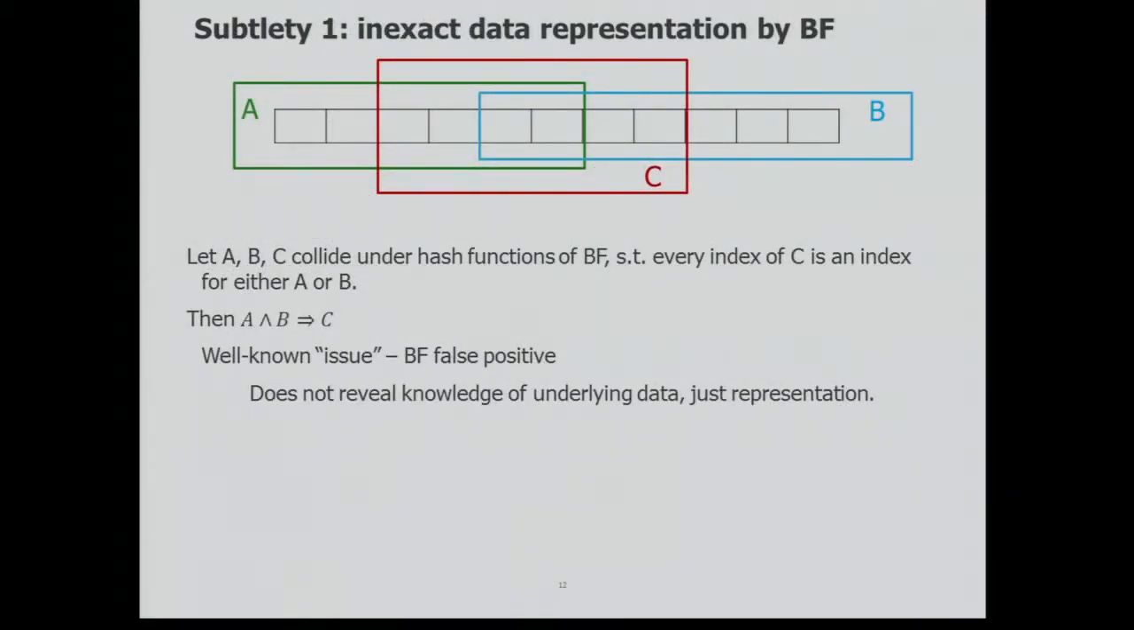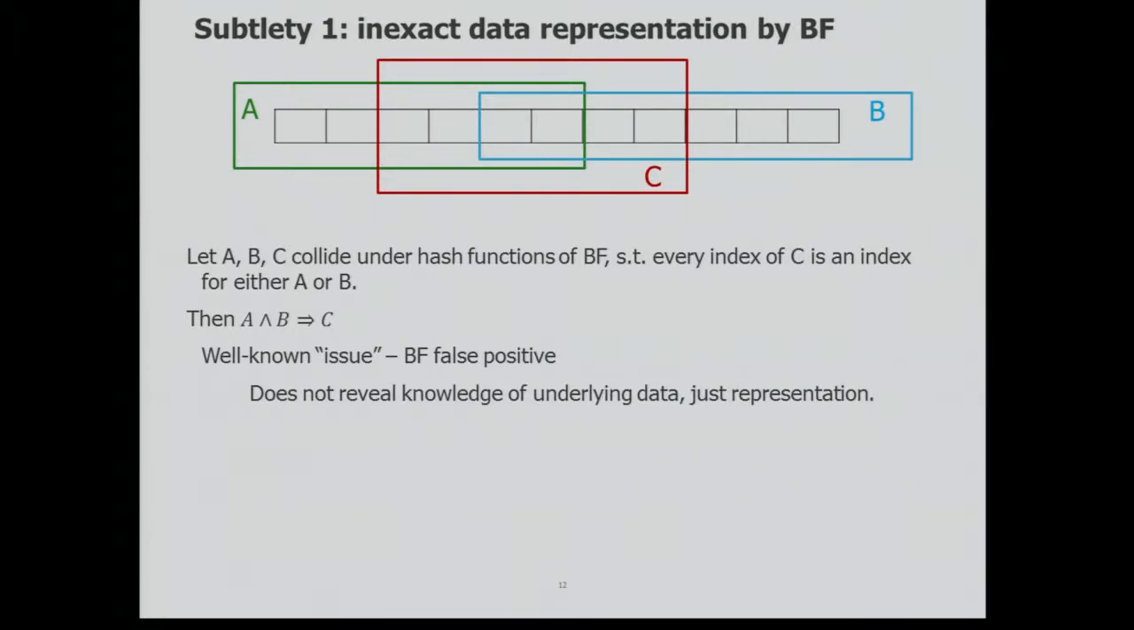Okay, so this was a basic overview of the system, and now I wanted to mention a couple of things that we came across that I thought were interesting and worth mentioning. One is a subtlety to do with the data representation by the Bloom filter. This is a Bloom filter, and let's say A is the bits that are set. If A is inserted, these bits are set. B sets these bits, and for C, the bits that correspond to C are either in A or B, right?